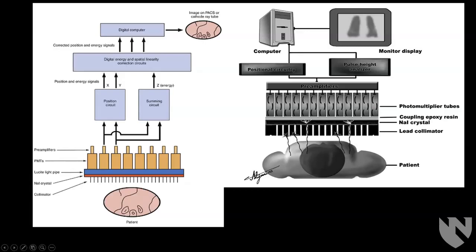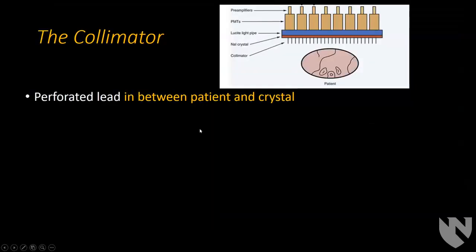The photomultiplier tube amplifies that and also helps determine the energy and the location of where that occurred. Then you have amplifiers, positional circuitry, and pulse height analyzers. All of those things help determine where the decay occurred and how strong the energy was, and then all of that gets fed into a computer that turns it into a picture. This is also a similar schematic over here on the left.